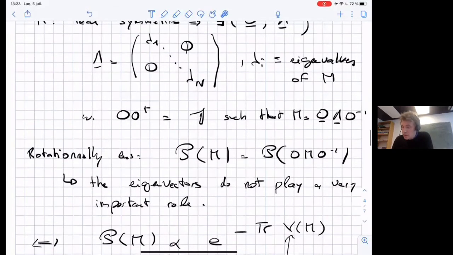And I told you that for such invariant ensembles, such as the Gaussian orthogonal or Gaussian unitary ensembles, the probability measure actually depends only on the eigenvalues. But it's clear that what you would really like to have is the joint distribution of these eigenvalues.